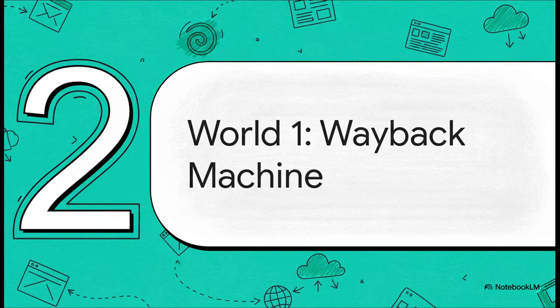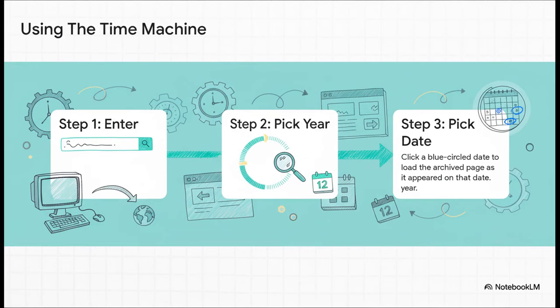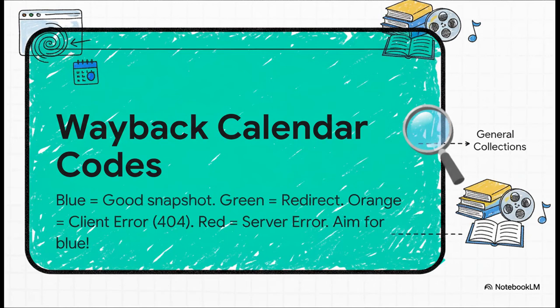Okay, so let's dive into World 1 first, the famous Wayback Machine. It's basically a time machine for the internet. The key thing to remember here is that this is only for looking at old websites. You're not going to find a book about a website in here. And honestly, using it could not be easier. It's really just 3 steps. First, you pop the full URL, the website address, into the search box. Second, you see that timeline graph up top? Just click on the year you're interested in. And third, you look down at the calendar and click on one of those circled dates. Boom, you're there.